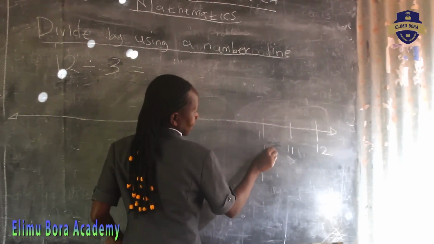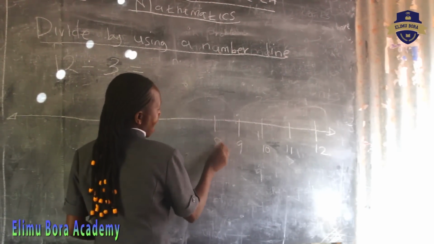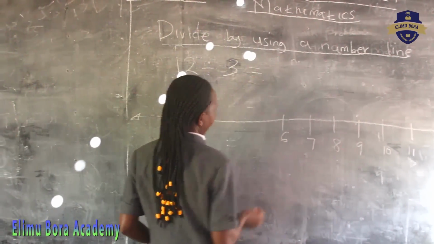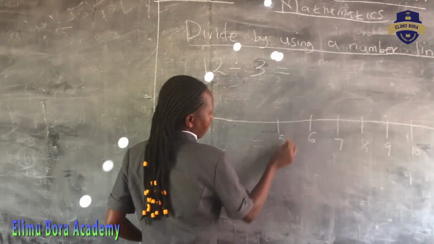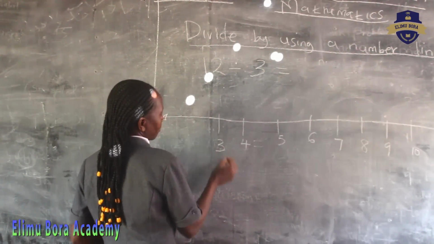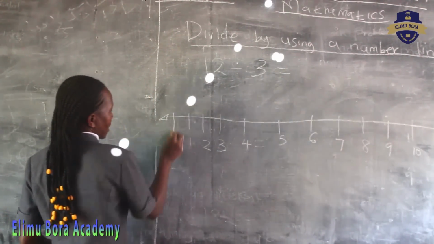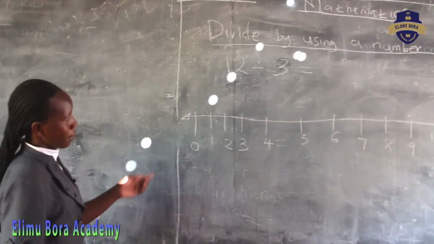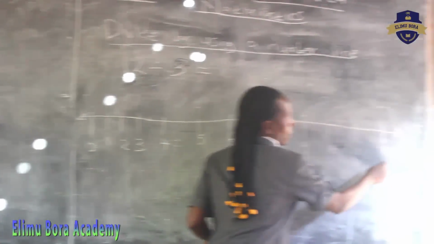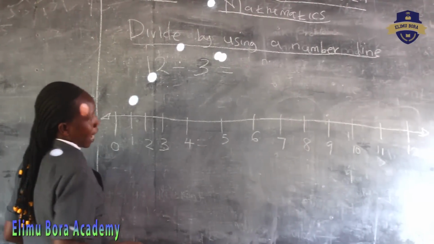12, 11, 10, 9, 8, 7, 6, 5, 4, 3, 2, 1, 0. So we started at 12 divided by 3, and we count backwards until we reach 0.